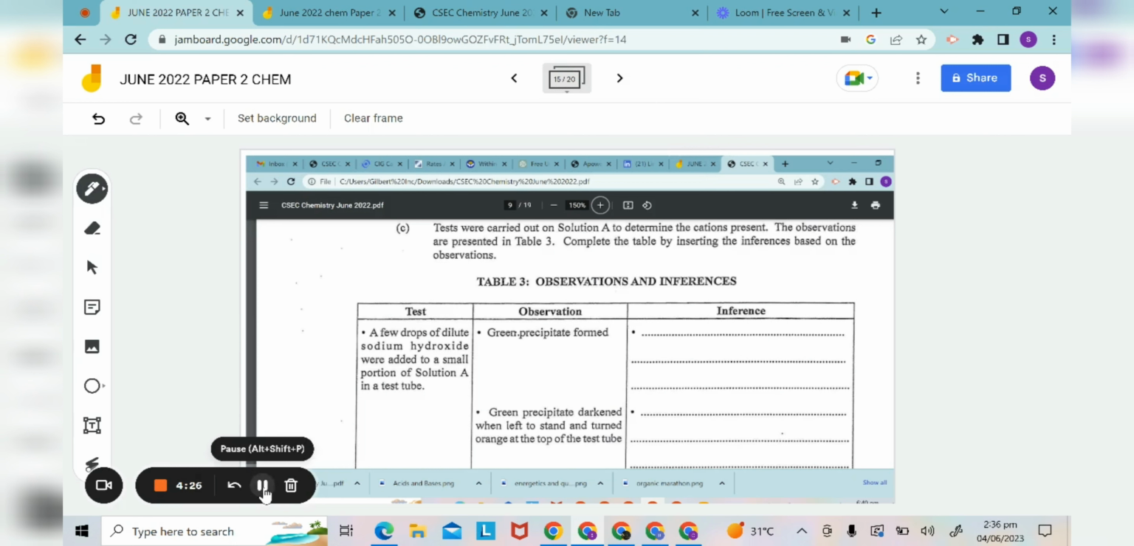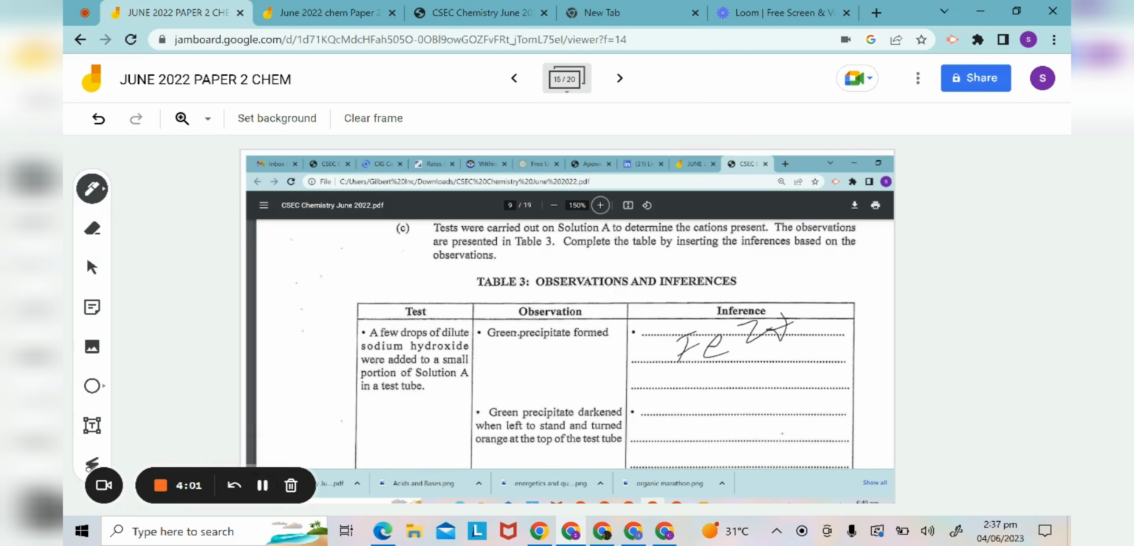Right? And so I did a video about qualitative analysis. You can find the link for the video in the description, right? So you can look at that to find out all of these things. And there's a nice little document talking about all these things, right? But once you see a green precipitate, you know that the metal you're looking at is iron 2 plus.